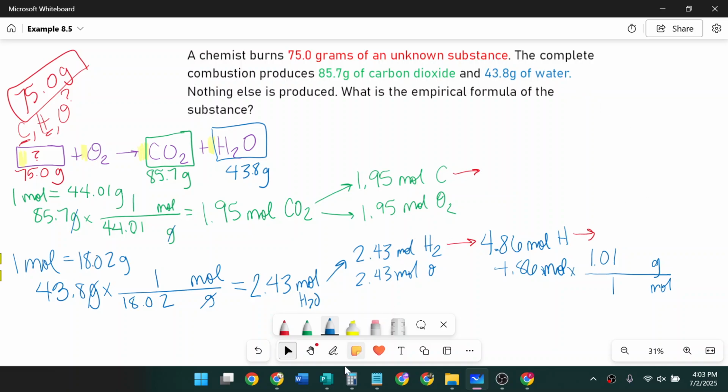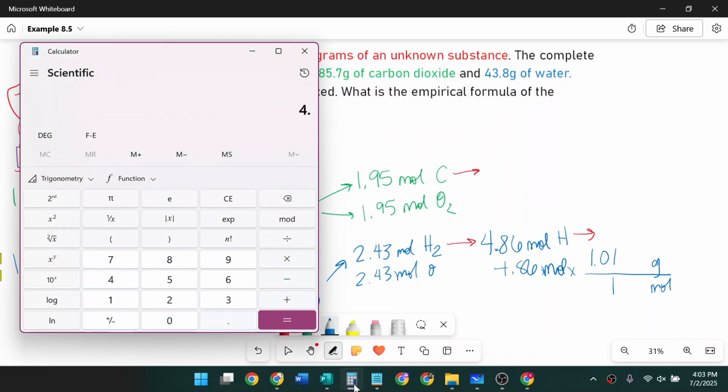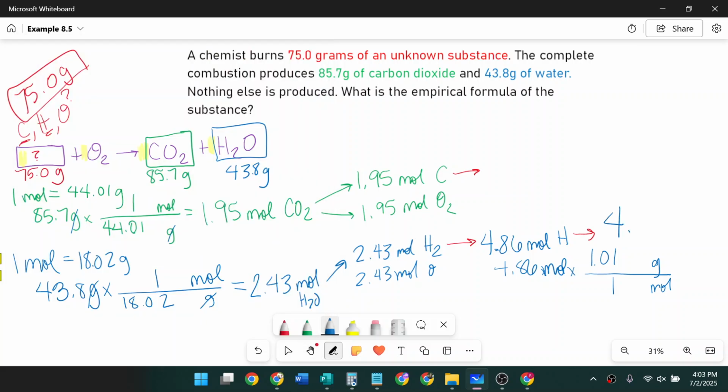And so when we multiply those two numbers together, 4.86 times 1.01, we get 4.91. We can keep 3 significant digits, so 4.91 grams of hydrogen. We're going to make sure we keep track of this number, so I'm going to put a squiggly box. That's not our answer, that's not where we're going, but that's an important number that we'll need in a minute.